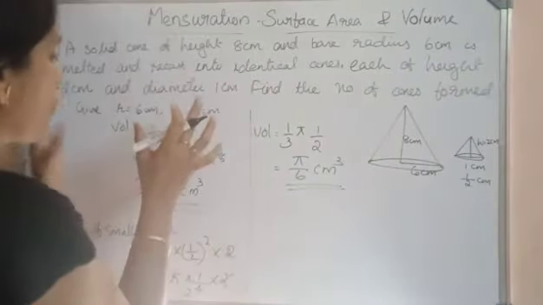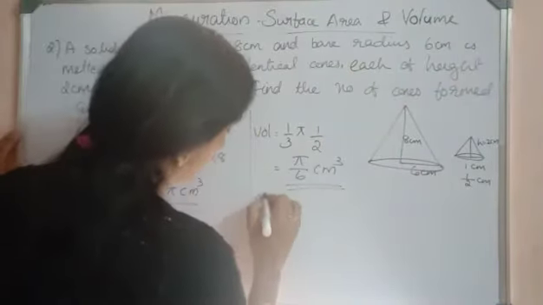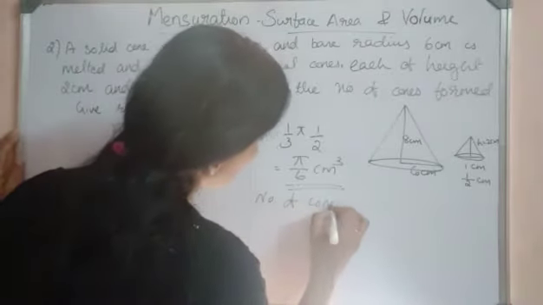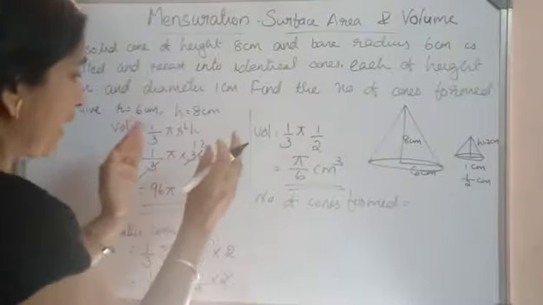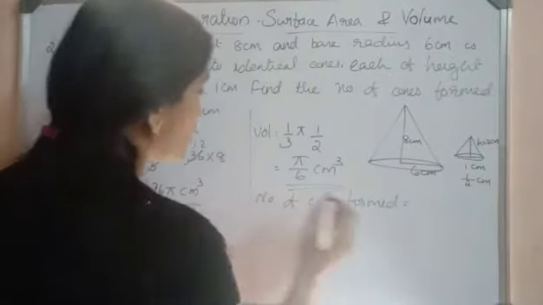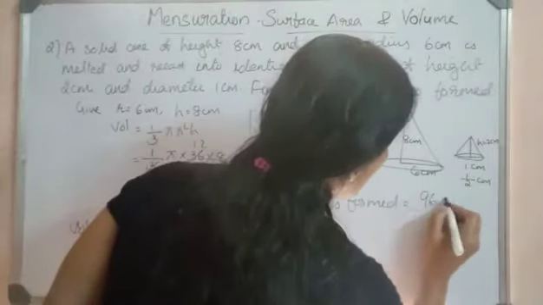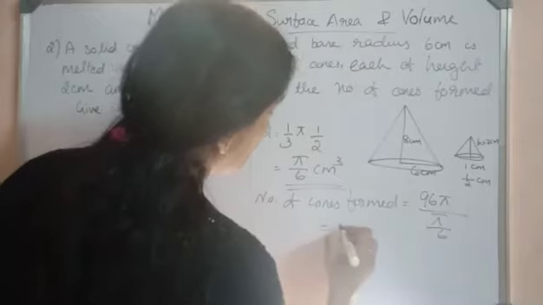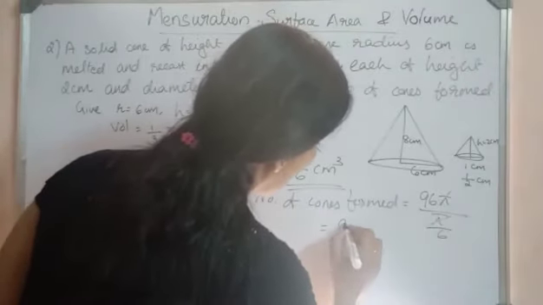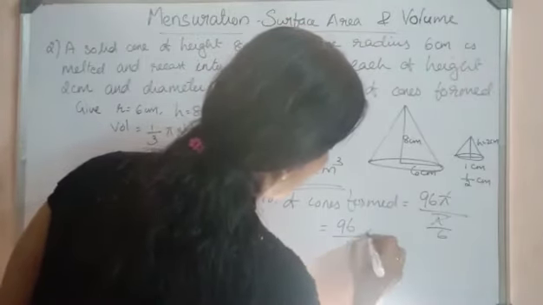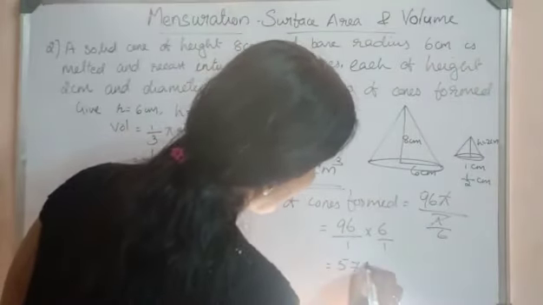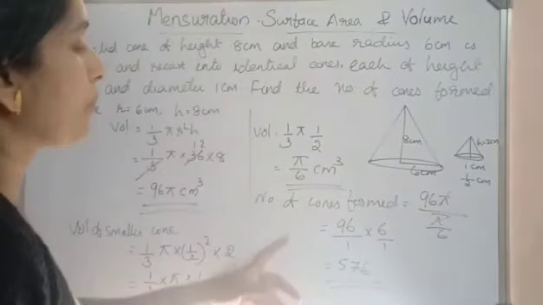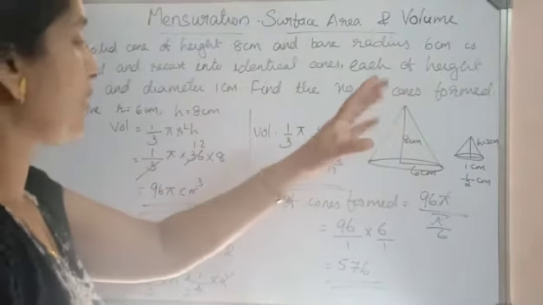Now, we need to find the number of cones formed. The number of cones formed is equal to the total volume divided by the volume of one cone. The total volume is 96 pi divided by pi by 6. On simplification, we get 96 by 1 into 6 by 1, and that is equal to 576. Therefore, the number of cones formed is 576.